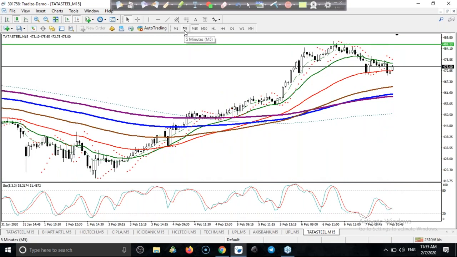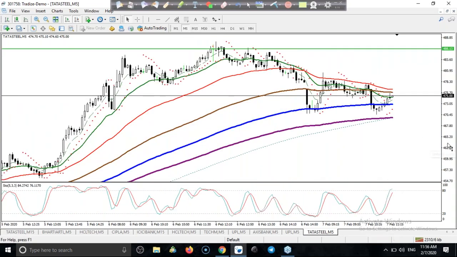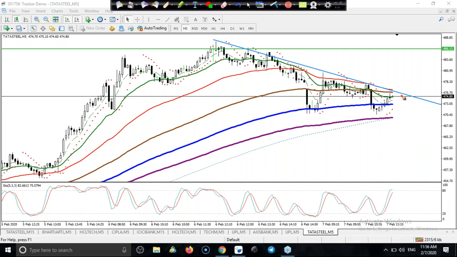Now on 15 minutes, you can see it is running in an uptrend, and on 5 minutes it is also running in an uptrend. For intraday, that is enough, right? There are about 10 to 11 points above the resistance line, and in that case we are looking for a breakout here. You can see this is a resistance line.